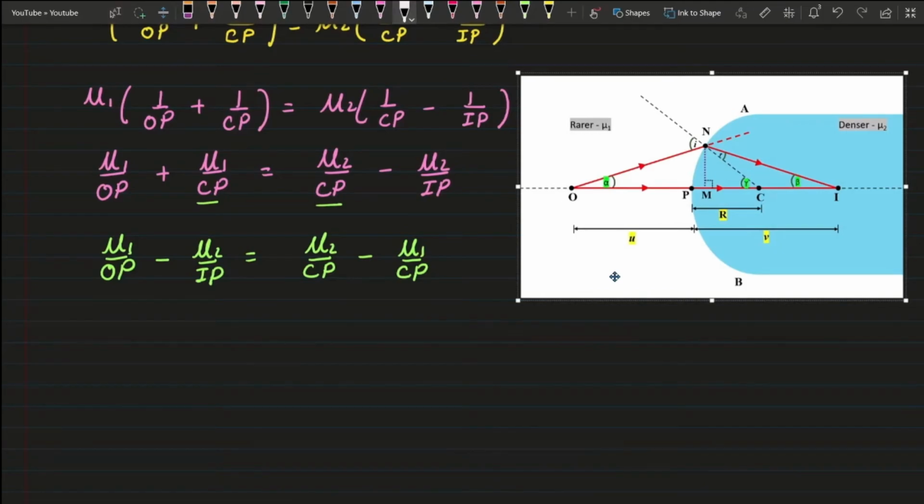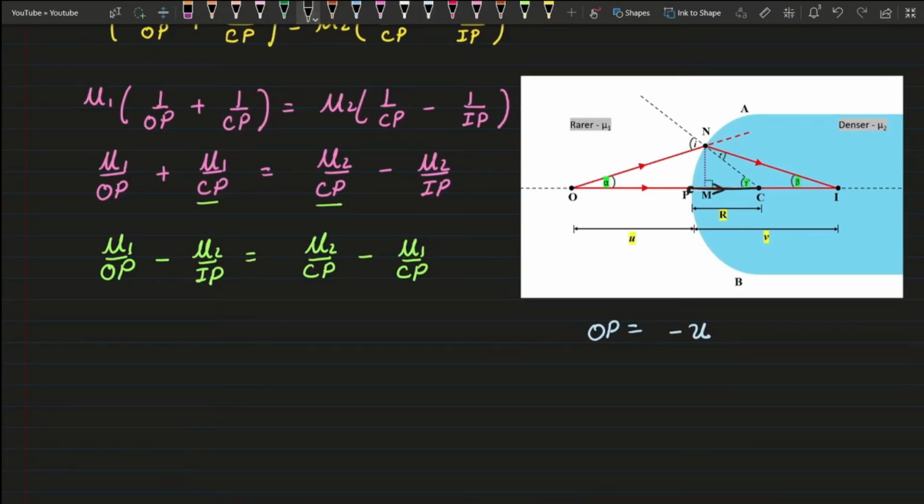Now let me show you how we are going to put in the values of OP, IP and CP, how I am going to replace these three values. I have already told you all distances will be measured from the pole. Now I have to measure the distance OP from the pole. It is U, the incident light is going in this direction and I am measuring the distance in the opposite direction. So the distance OP will be equal to negative U, because it is in the opposite direction of the incident ray.